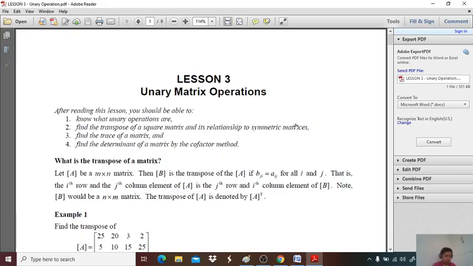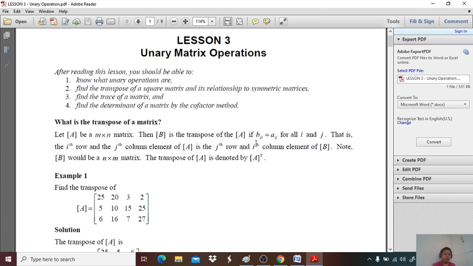Good day. So let's have our next lesson, unary matrix operation. The objectives of this lesson are: you should be able to know what unary operations are, find the transpose of the square matrix and its relation to symmetric matrices, find the trace of the matrix, and find the determinant of a matrix by using the cofactor method or the cofactor expansion.